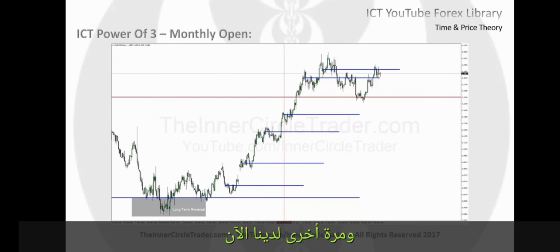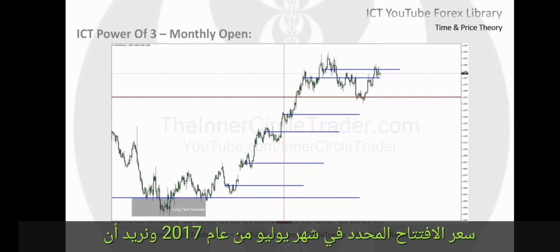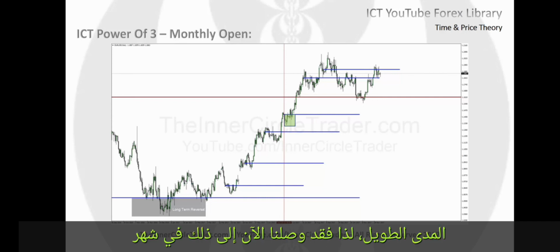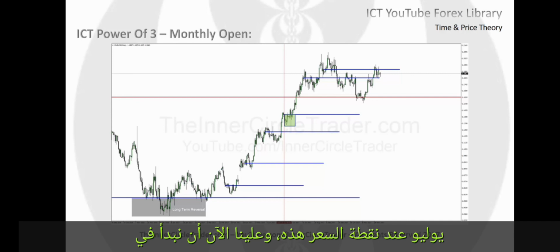And again, now we have July of 2017, the opening price delineated. And we want to see a movement below the opening price and then buying. Nice optimal trade entry long pattern there as well. Very, very explosive price action up to that horizontal maroon color line. That is that old long-term high. So now we hit that in the month of July.